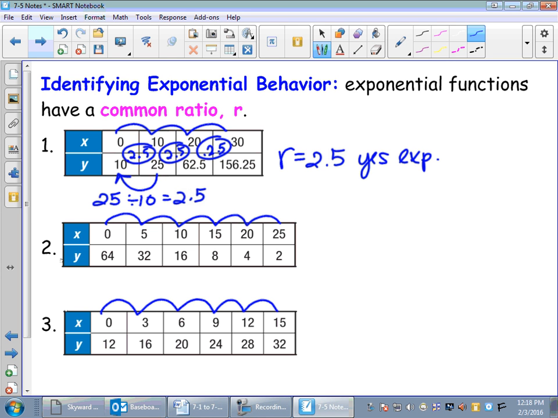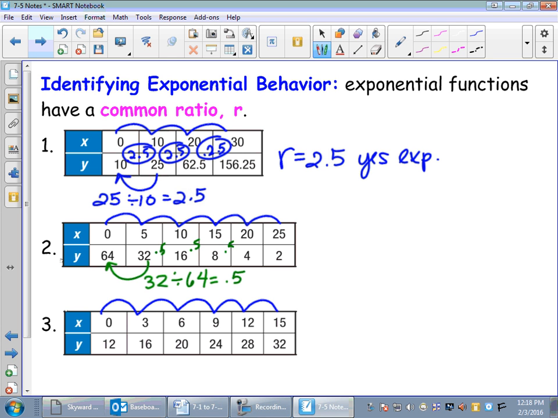Looking at number 2, let's figure out our R value if there is one. Again, you work backwards to establish it. 32 divided by 64 will establish what we think is our R value. When you take 32 and divide it by 64, you get 0.5. So if I take 32 and times it by 0.5, I should get 16, which I do. Take half of 16, you get 8.